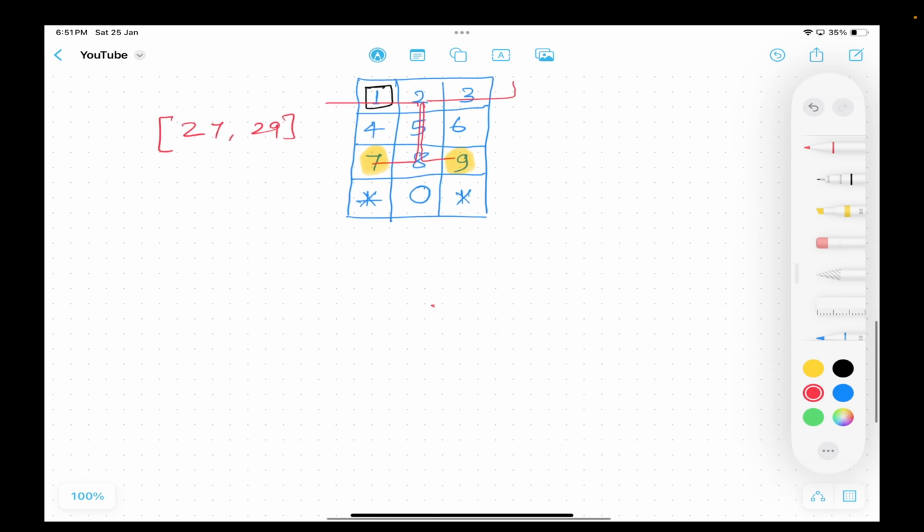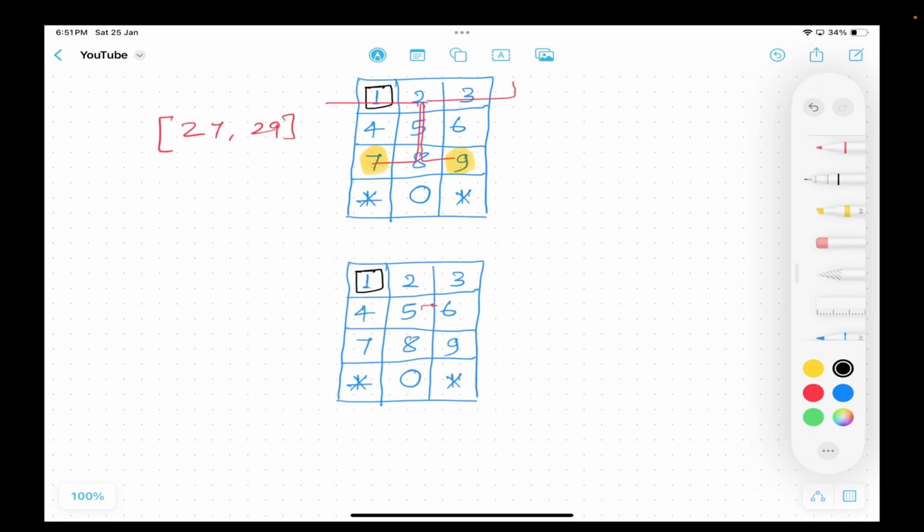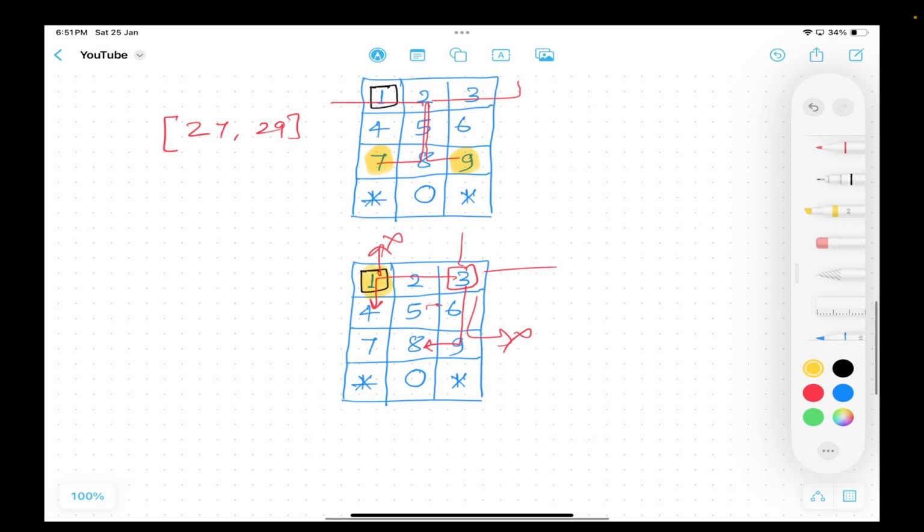Similarly, now 3, let's start with 3. I can go to 8, I can go to 4. I cannot go here, I cannot go here, I cannot go here either. So we have 4 and 9. So with 3 we have 34 and 39.